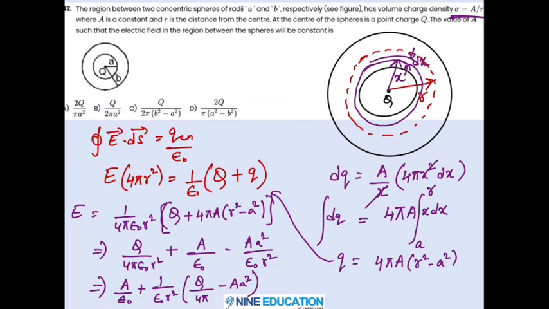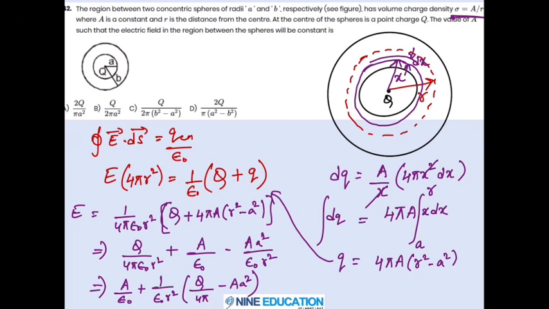Now look at the question. The question says the electric field in the region between the spheres is constant. So this electric field should be constant. If you look at this first term, a by epsilon naught, that is constant. But this second term depends on r square. Correct or not? So that means the second term should be 0. That means this value should be 0.